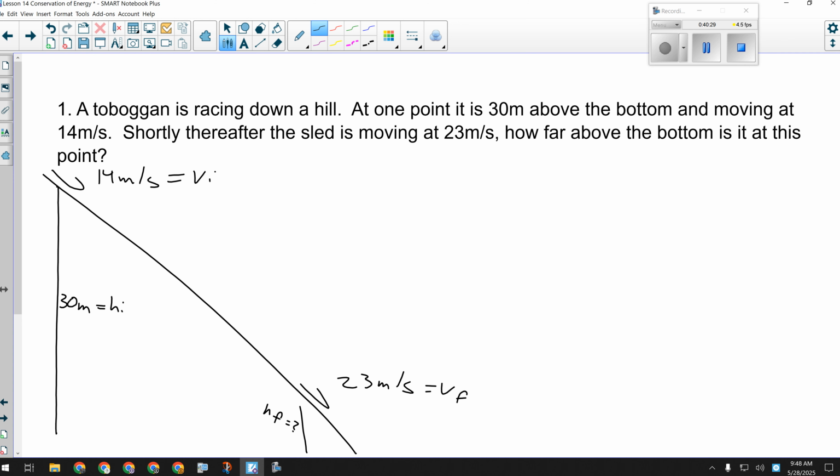All right, is there any work being done here? No force, no distance, nothing speeding up or slowing it down other than gravity. So it's a conservation of energy question. And it would appear like it has both kinds of energy at its initial point, and at its final point, also both kinds.